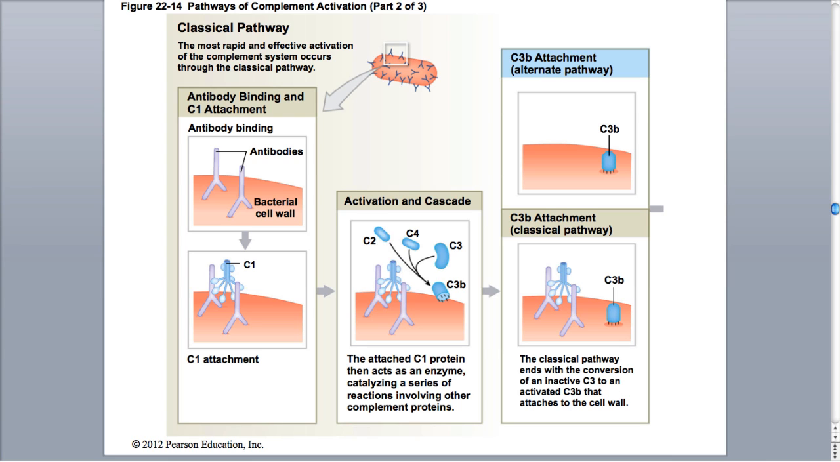So that's the classical way. Right, so C1, complement, attracting C2, C3, C4, and ended up making C3b, which makes the cell wall more visible, more palatable. Okay, next slide.